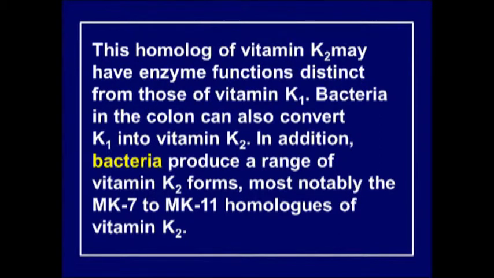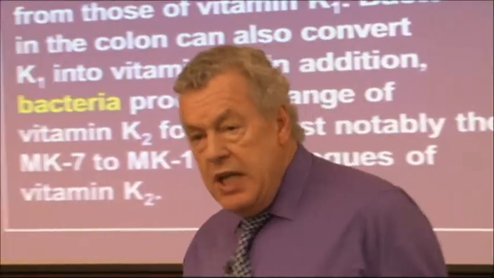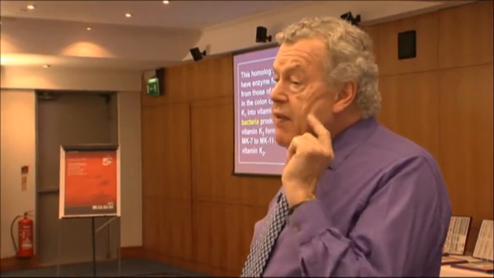Bacteria in the colon can also convert K1 into K2. In addition, the bacteria produce a range of K2 forms, mostly MK7. So we need a good gut. If you haven't got a good gut, you have to take it in from natural sources, from the food. So fermented vegetables like sauerkraut, etc. And my favourite is brie. Brie cheese is the highest source of K2 that you can get, really, apart from the dreaded natto.